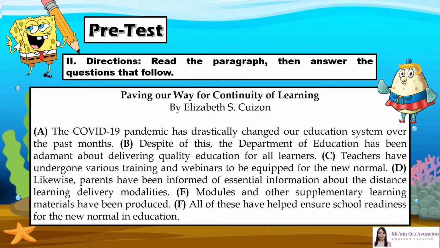C. Teachers have undergone various training and webinars to be equipped for the new normal. D. Likewise, parents have been informed of essential information about the distance learning delivery modalities. E. Modules and other supplementary learning materials have been produced. F. All of these have helped ensure school readiness for the new normal in education.